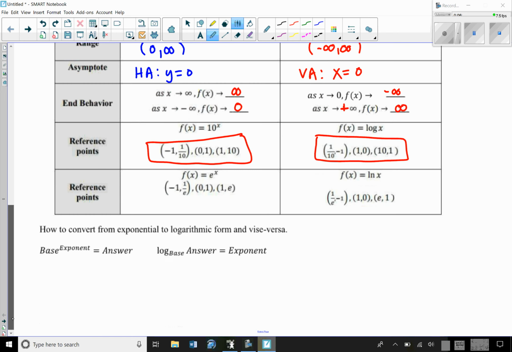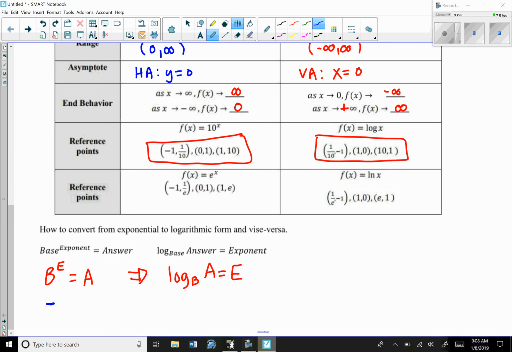So just recall that if we want to convert from exponential to logarithmic form, if we have the base and some exponent equals some answer, the logarithmic form of that then would be the log, the base stays the base, of the answer equals the exponent. And again, we did talk about that last year, so hopefully this kind of brings back some memories. Let's go ahead and put some numbers in there though.